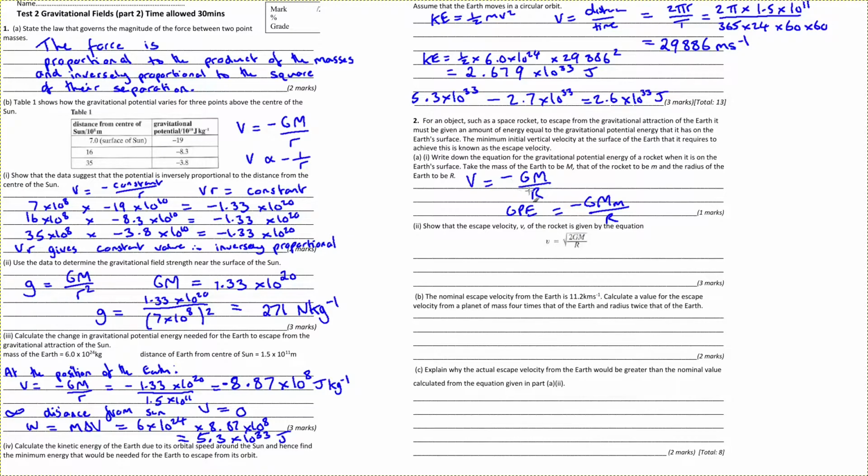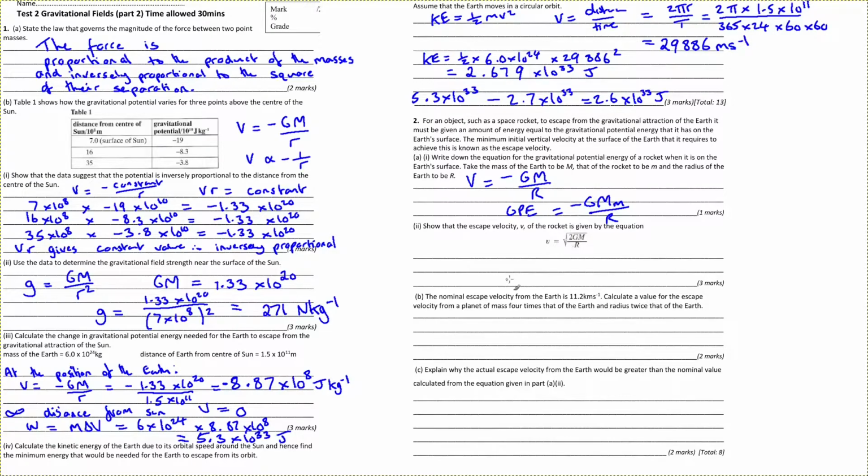Yes, so gravitational potential, remember, is in joules per kilogram. So if I multiply the number of joules per kilogram that the rocket has by its mass in kilograms, I'll get the number of joules that it has. So that, quite simply, is all we need there.